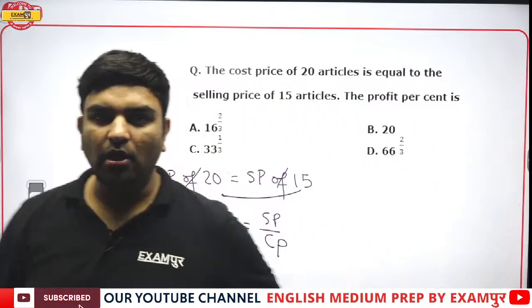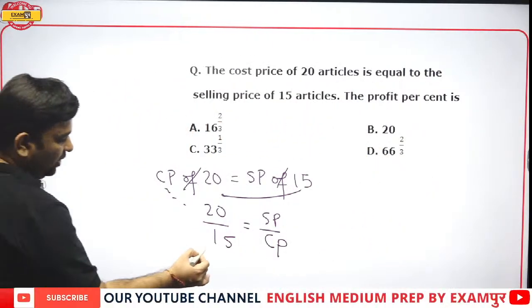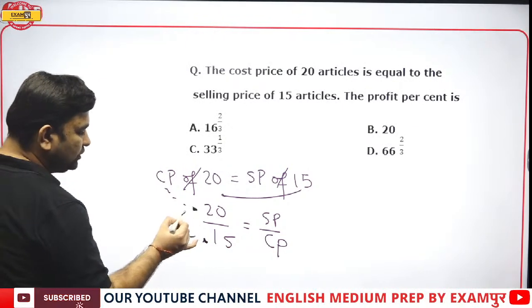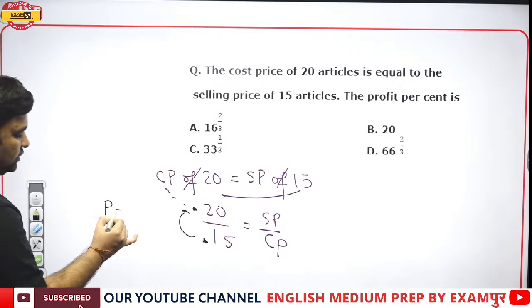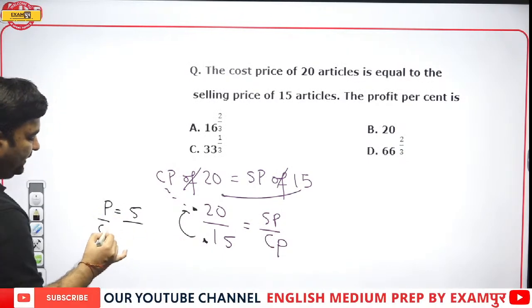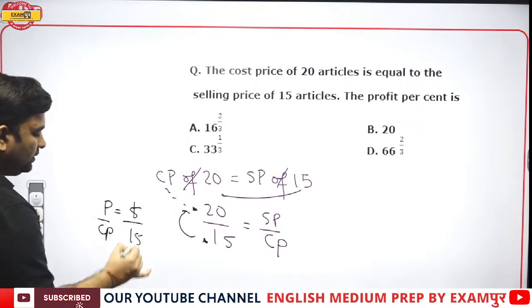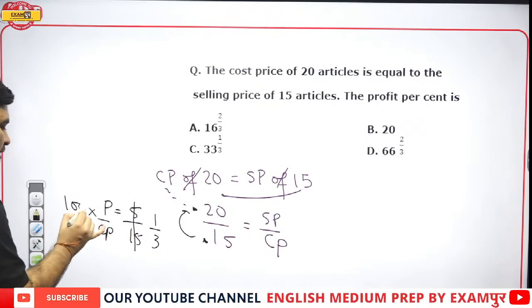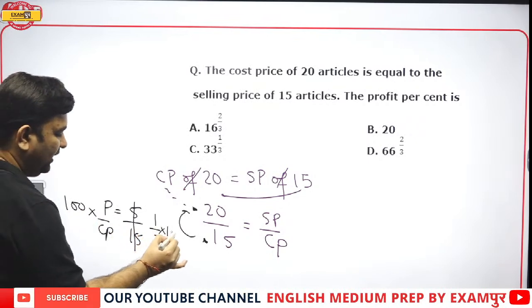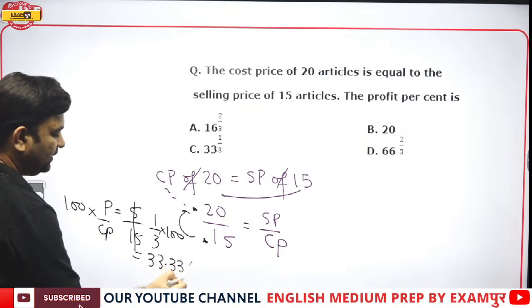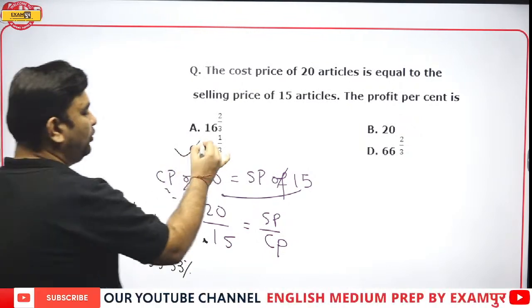So an article of cost 15 is being sold for 20. So there is a profit of 5 over the CP of 15, so 1 by 3. Multiply by 100, the profit percentage will become 33.33%.